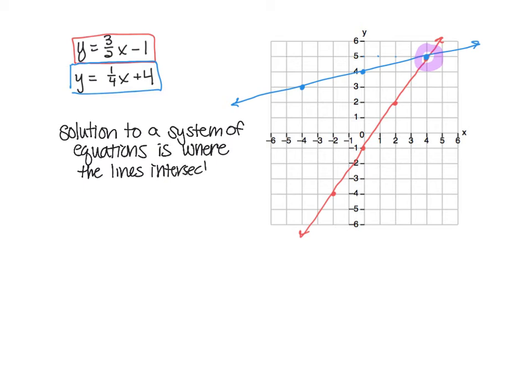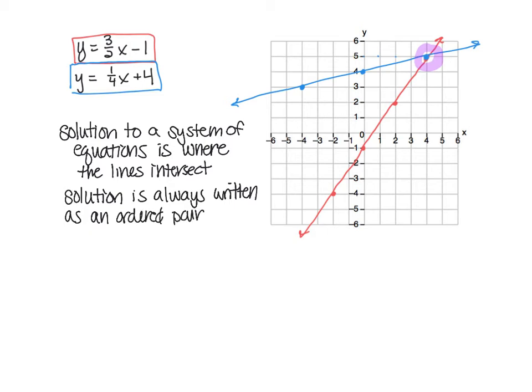And the solution is always written as an ordered pair. So my solution for this particular system is the ordered pair. Remember, ordered pairs go x comma y. It would be the ordered pair 4, 5.